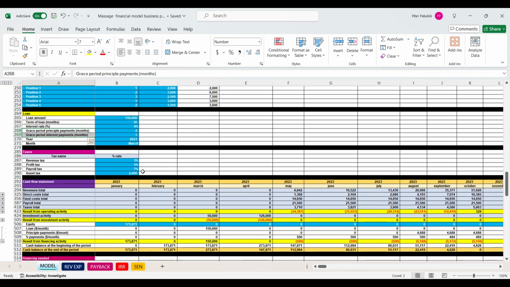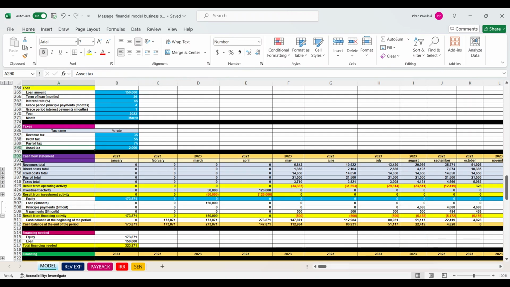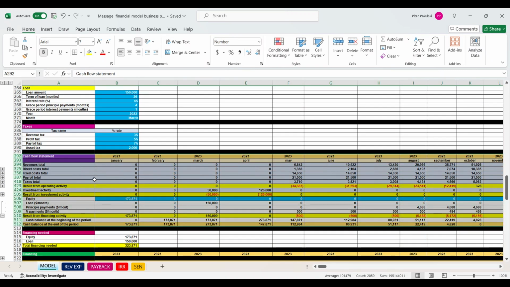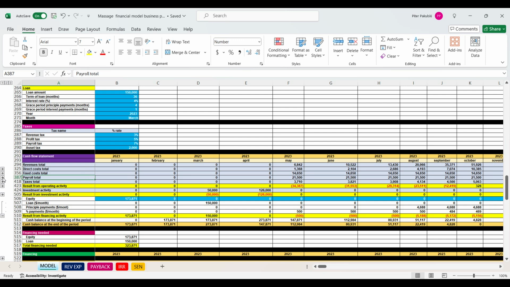Let's move to taxes. We have four possible taxes: revenue, payroll, profit, and asset tax. Here we need to specify the monthly values in percentage and in absolute values for asset tax. Here we can see the cash flow. We can press plus buttons to see all the details for revenues, direct costs, fixed costs, payroll and taxes, and investment plan.